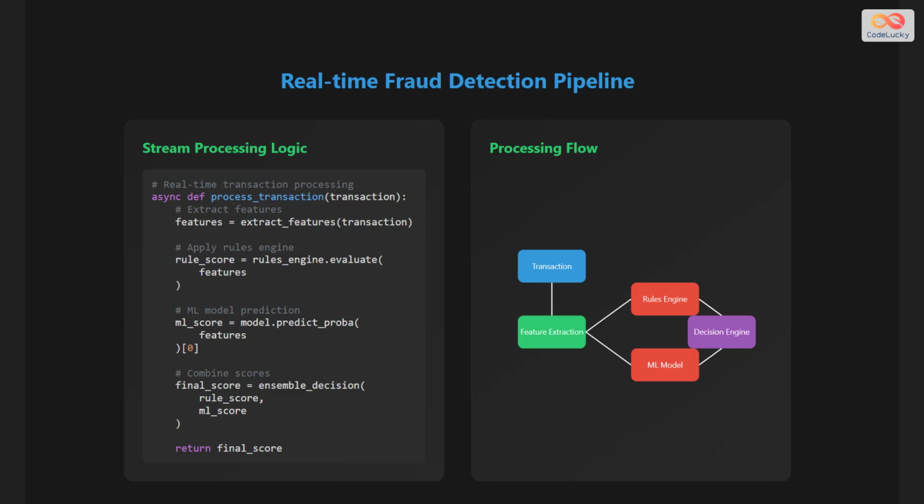This flow diagram illustrates the real-time processing pipeline. It starts with a transaction input, followed by feature extraction. Parallel processing occurs with a rules engine and a machine learning model, leading to a decision engine that determines the outcome.